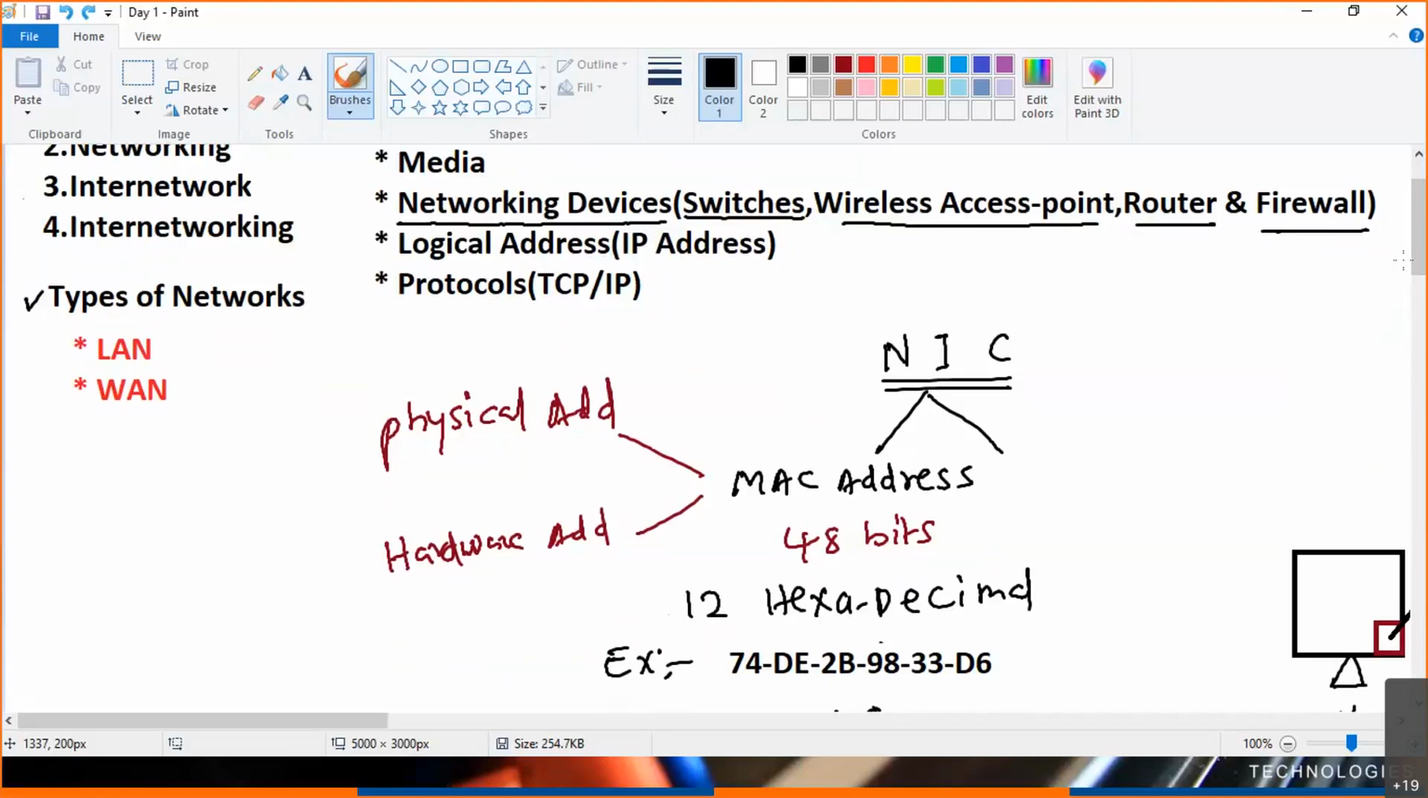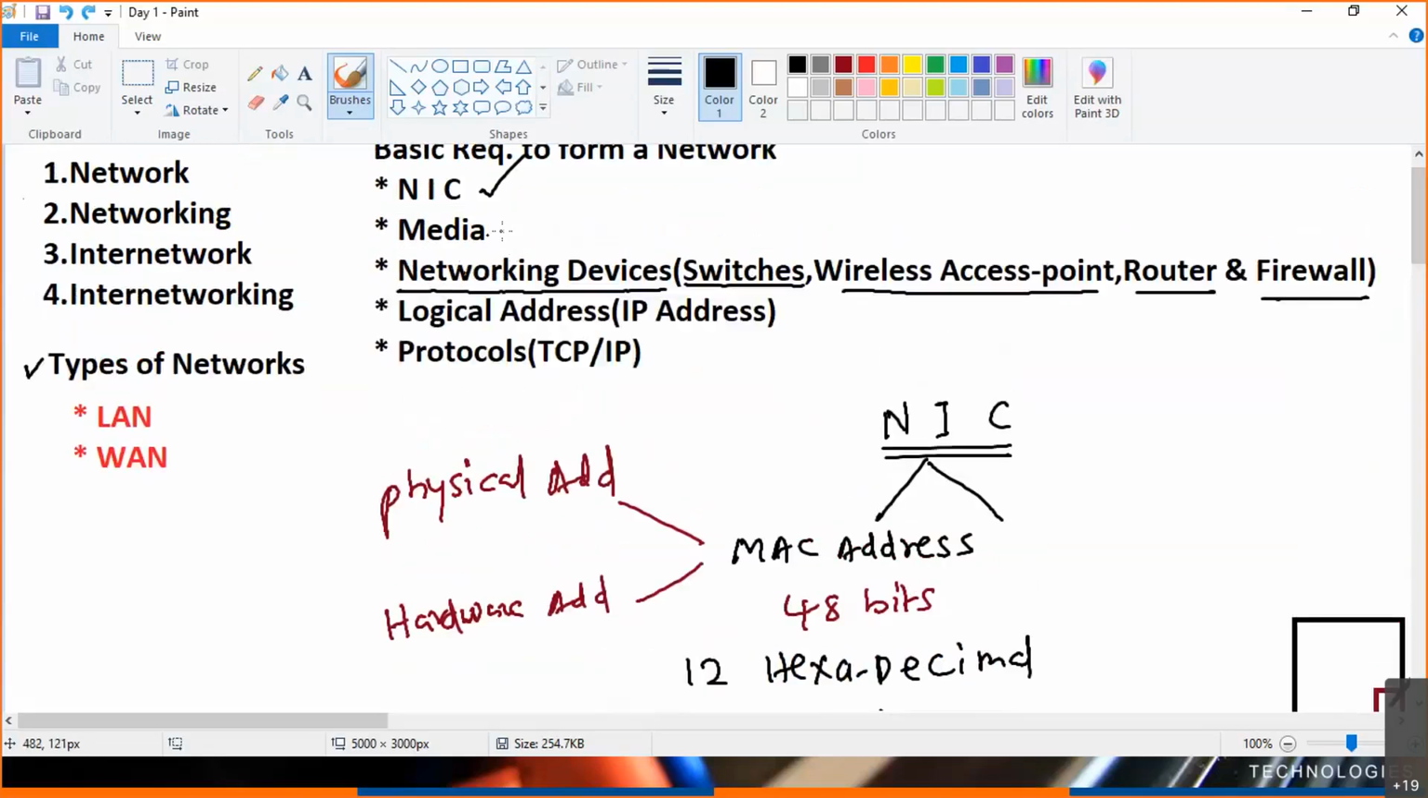Okay. And NIC types we have seen, like Ethernet, Fast Ethernet, and Gigabit Ethernet. What is the speed of a Fast Ethernet port? 100 Mbps. Gigabit Ethernet port speed? 1000 Mbps, or 1 Gbps. And Ethernet? 10 Mbps. And I have shown you how to check your NIC card speed also.